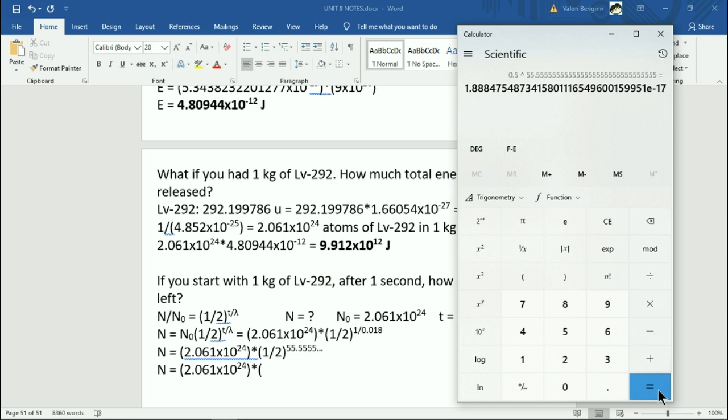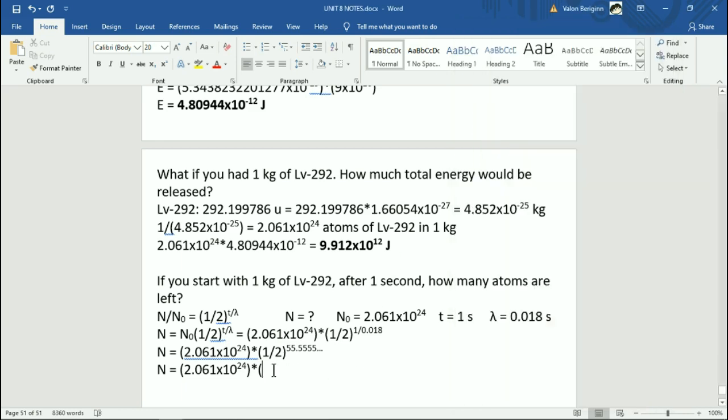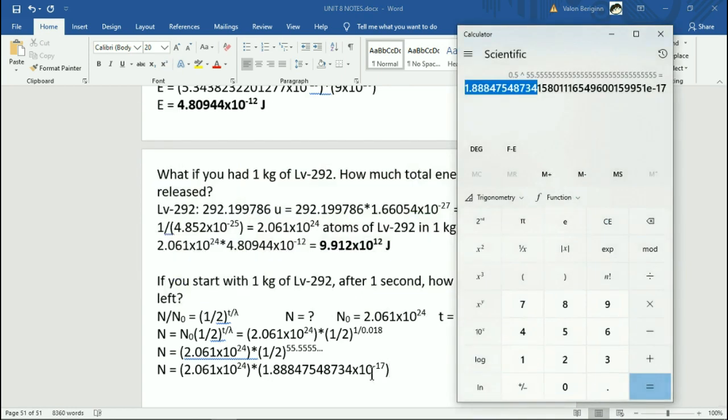Oh boy, that's a small number. Okay. It doesn't round well. I'm gonna go all the way to here actually, because when you get numbers this small, it does actually kind of matter. We have that, and it's times. And this is negative 17, I think is what it said. Yes.